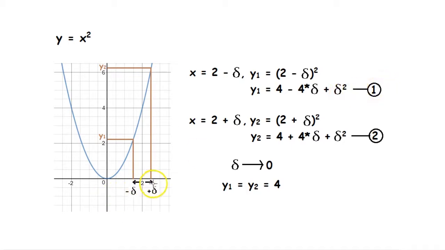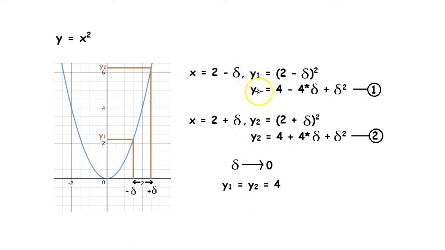When x is equal to 2 plus delta, y2 equals (2 plus delta) whole thing squared, that is equal to 4 plus 4 delta plus delta squared. Let this be equation 2. In equations 1 and 2, when delta is deleted, that is as delta tends to 0, we get y1 equals 4 and y2 equals 4.